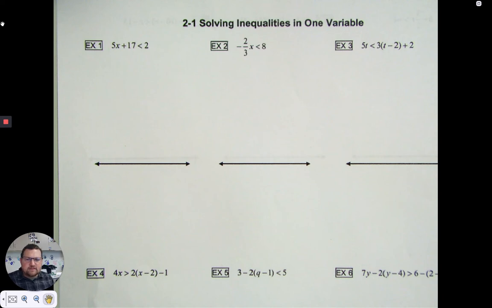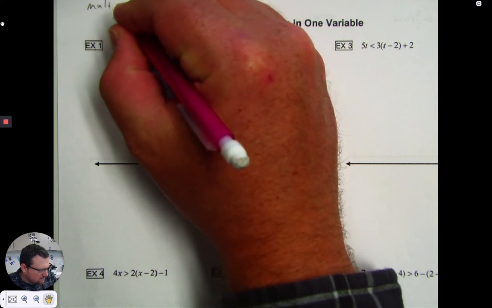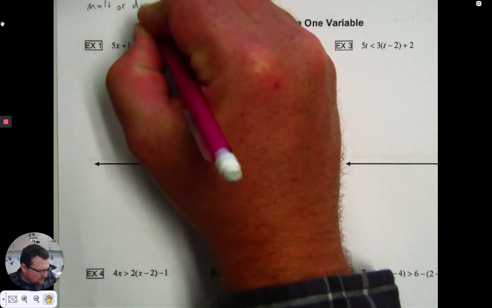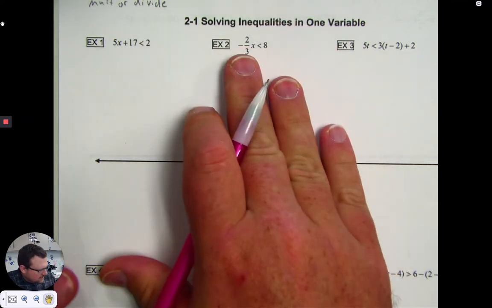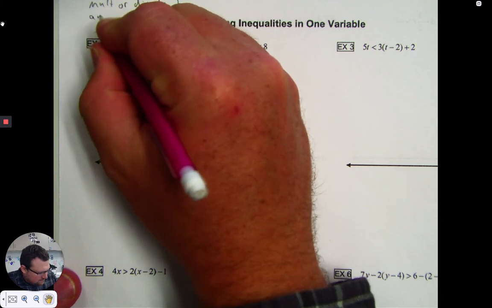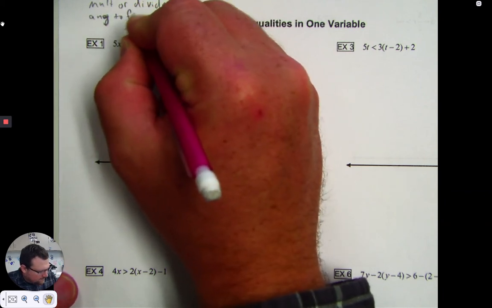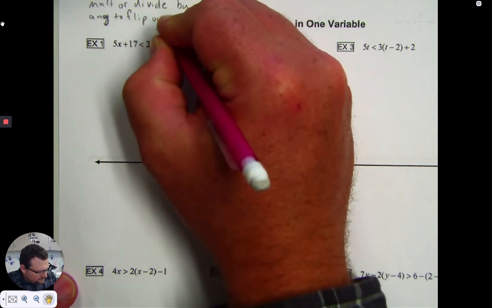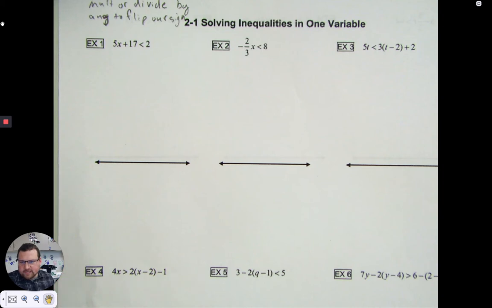Before we get started into individual problems, I do want to remind you that any time that we multiply or divide by a negative number, we have to remember to flip our inequality sign. So multiply or divide by a negative, we have to remember to flip our sign. I'm just writing a quick little note to myself up at the top of the page to help remind me of that.